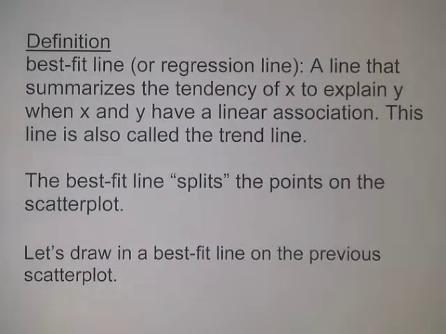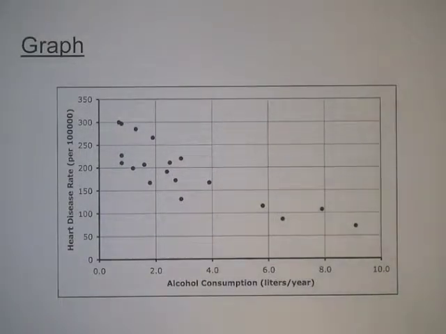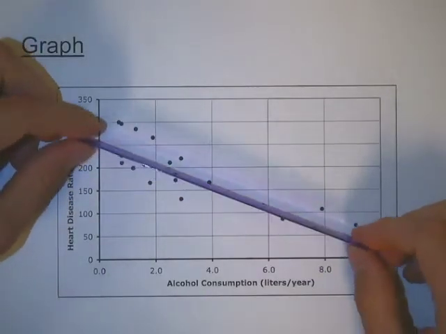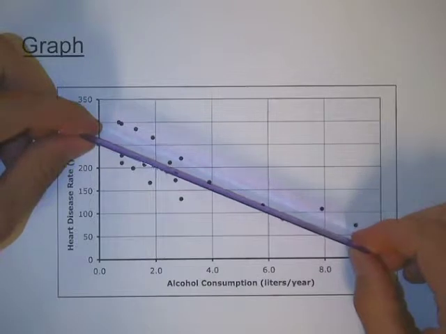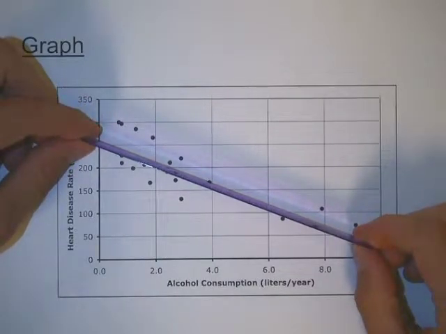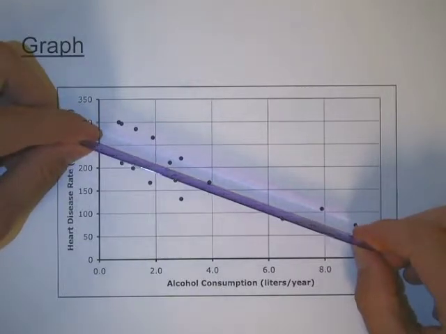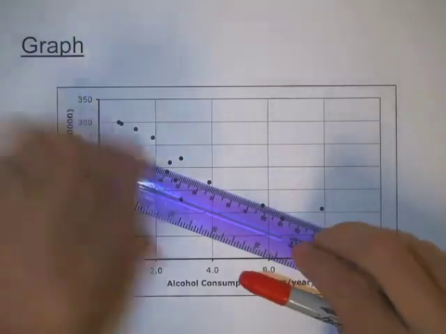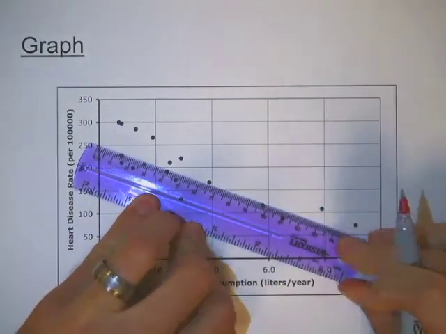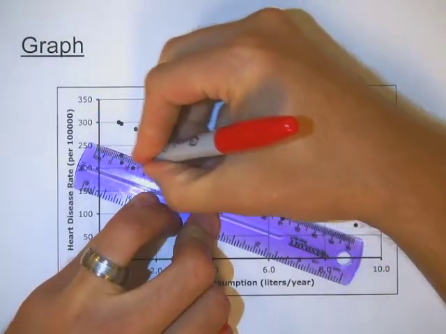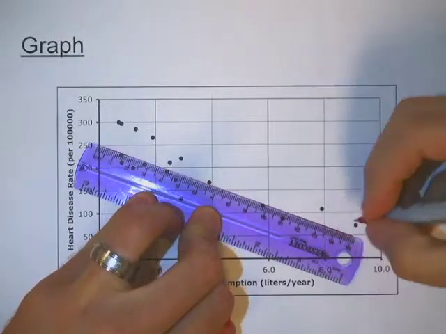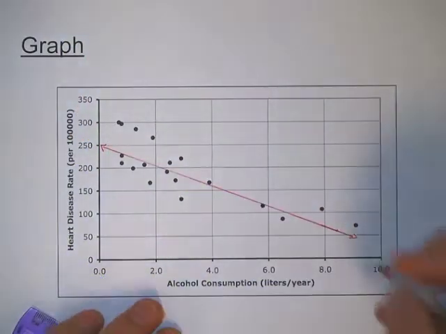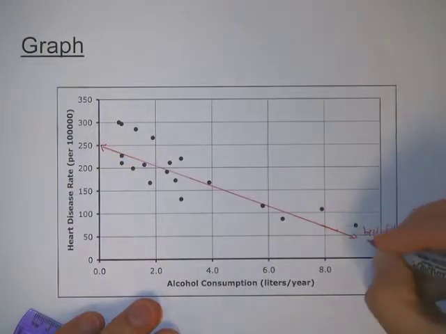Let's draw in a best fit line on the previous scatter plot. So let's go back to that same scatter plot, and I want to draw it in so that it splits the data. There are formal ways of coming up with this type of line, but we'll just do it informally. I'm going to place my ruler on here so that it seems like it splits the data into two relatively similar groups. I would say that's a pretty good estimate. So I'm going to flatten out my ruler here and draw in my best fit line. Okay, so this is my best fit line.